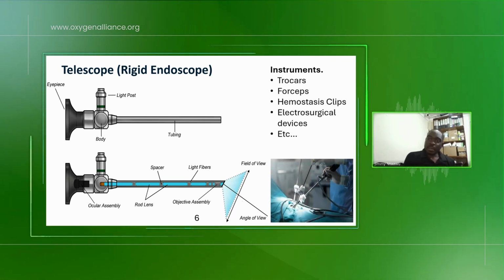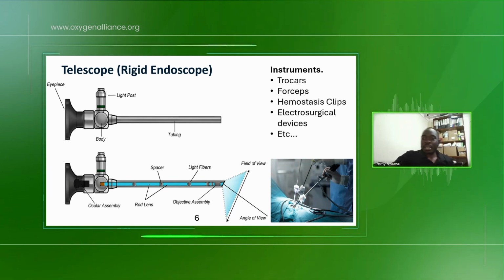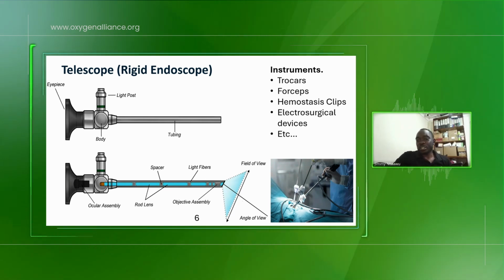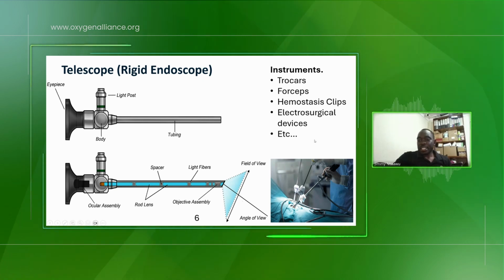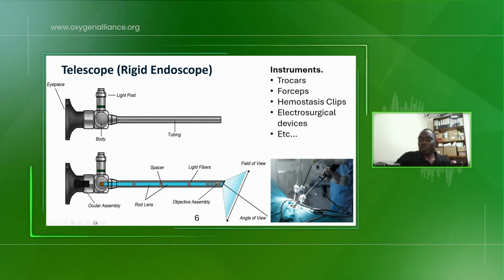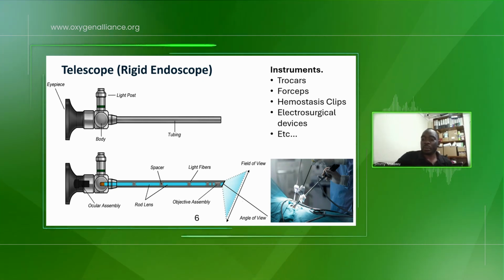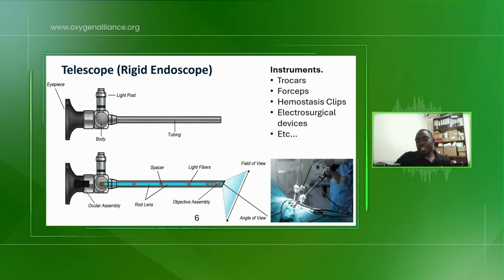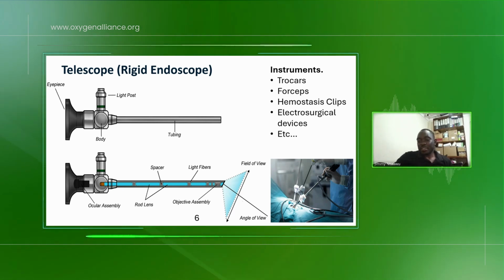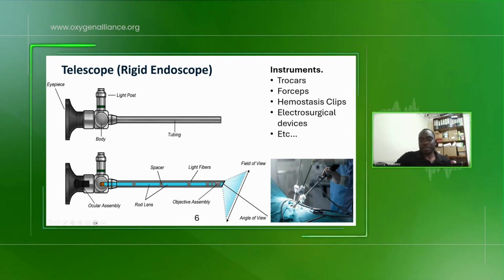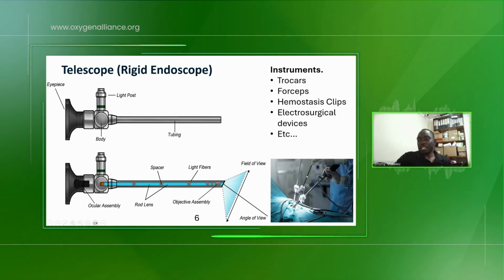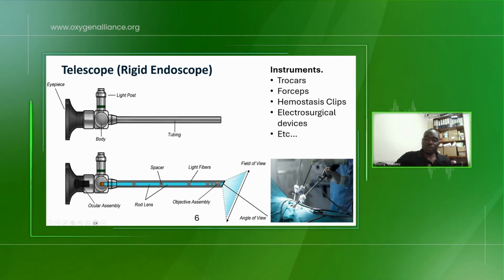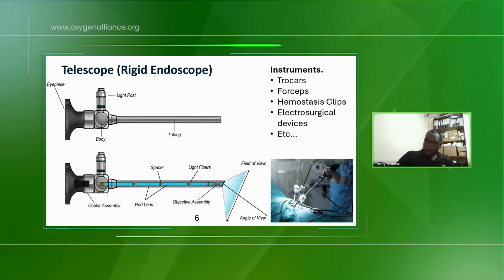They employ instruments like trocars, forceps, hemostatic clips, electrosurgical devices, and so many others. And this image right here is an example of how we employ the different instruments. The trocars can help us access inside the cavity, so we puncture the patient's skin from outside through the trocars. Then you can push the telescopes and other instruments through the trocars.